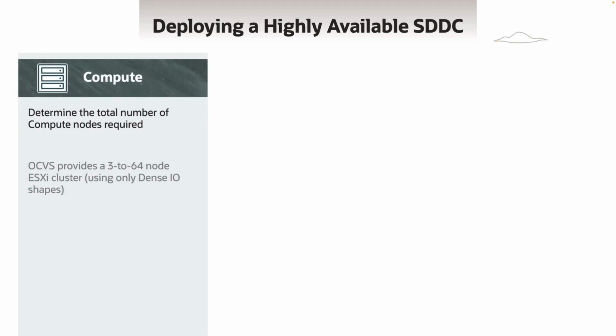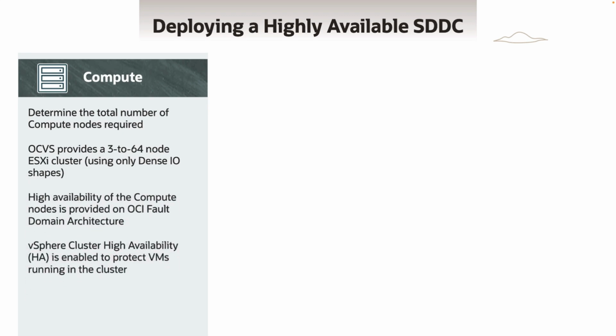Let's learn about some of the design considerations to deploy a highly available SDDC. Starting with the compute, a compute represents the CPU and memory. Based on your on-premises environment, you could choose the total number of hypervisor nodes required in your architecture. As an example, OCVS provides a 3 to 64 node vSphere cluster. Remember, 64 hosts is the maximum if you are using only Dense IO shapes within that cluster. There are more scalable options if you are using a mixed shape cluster.